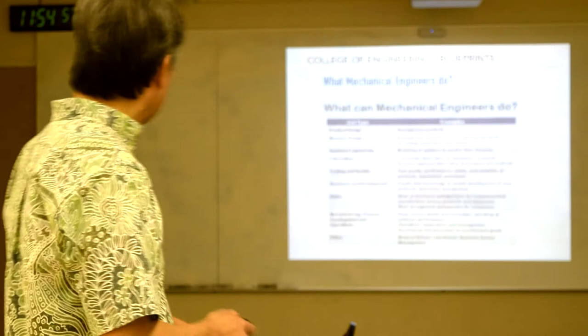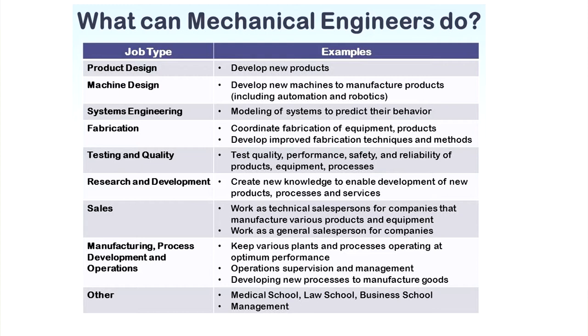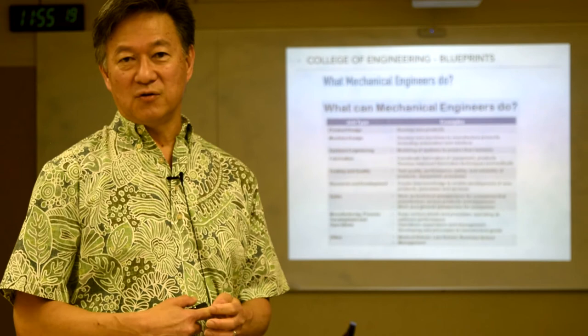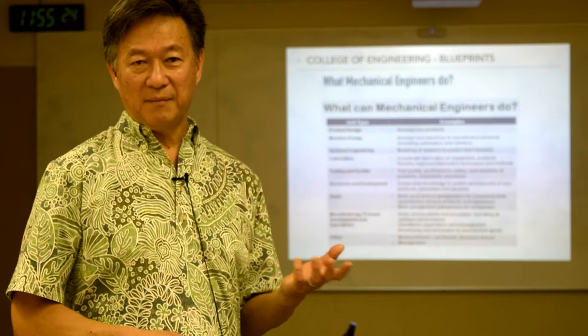And down here on the very bottom, it has other: medical school, law school, business school, and management. So when you come to school, you may get a bachelor's degree in one area, but if you want to specialize in another area, you can go on to graduate school. Some MEs, after they get the ME degree, may go into medicine, or some of them may go into law, or other areas.